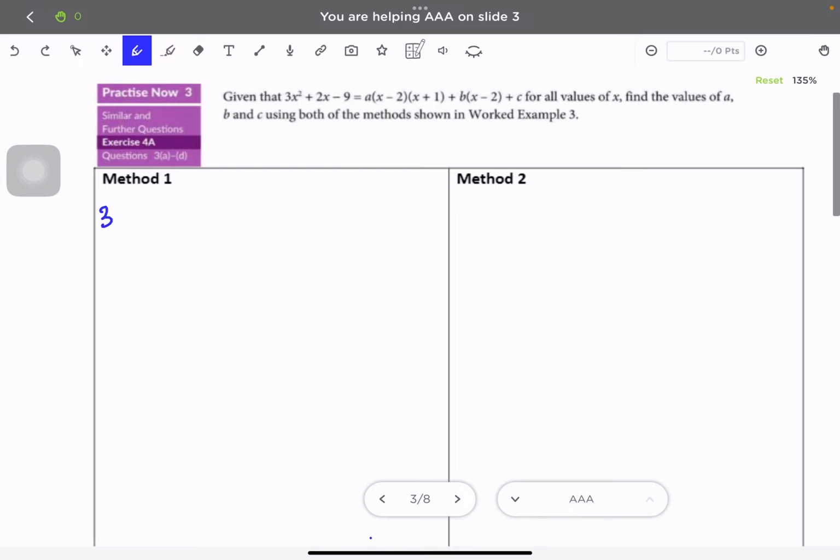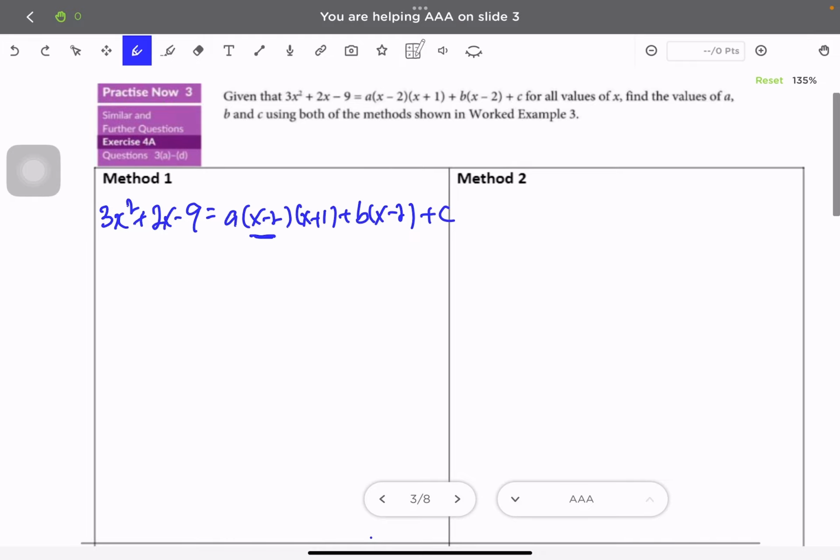So we have 3x squared plus 2x minus 9 equals a(x minus 2)(x plus 1) plus b(x minus 2) plus c. Okay, so we know that the two of them are equivalent. So when we substitute x for a value, both sides must be substituted. For example, in order to make this 0, because both are x minus 2, look at this part here, both are x minus 2. In order to make this 0, we must substitute.